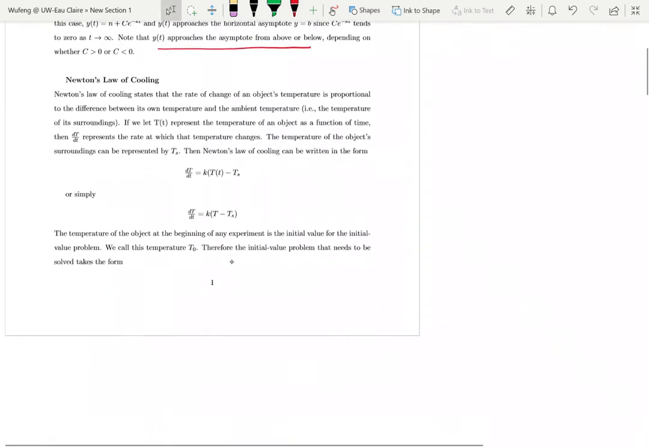Okay, so the first model we're going to discuss is Newton's law of cooling. Newton's law of cooling states that the rate of change of an object's temperature is proportional to the difference between its own temperature and the ambient temperature, which is the room temperature or the temperature of its surroundings. If the object is in the refrigerator, it's going to be the refrigerator temperature. If the object is in the room, it is room temperature. That's what it means, the temperature of its surroundings.